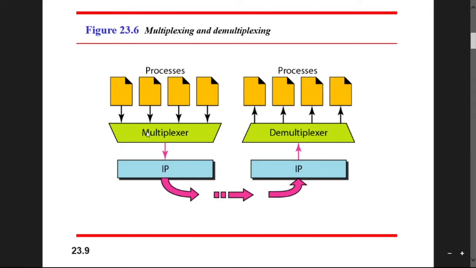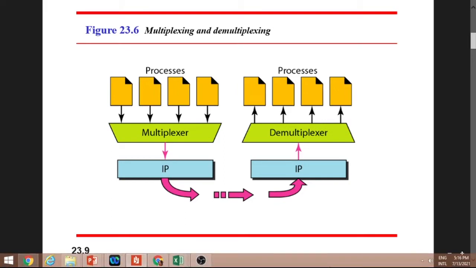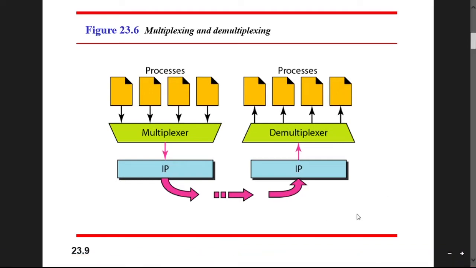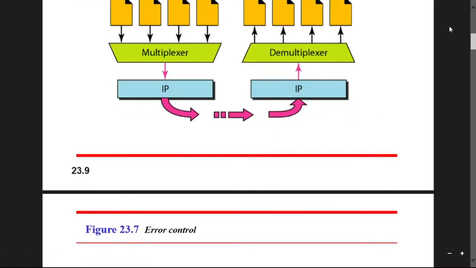Here you can see the different processes are multiplexed, and we get the IP address. There is an IP address for a host, and there are different processes. When we say the IP address of this particular machine, there may be different processes there, and those processes are multiplexed. From the IP address, a demultiplexer can generate the different processes.